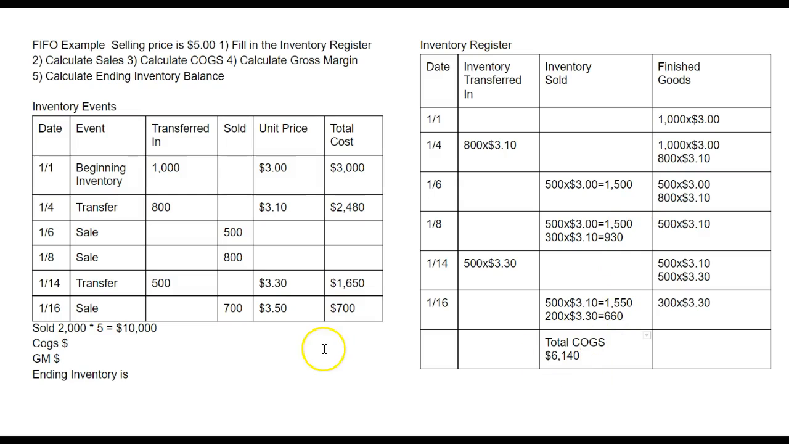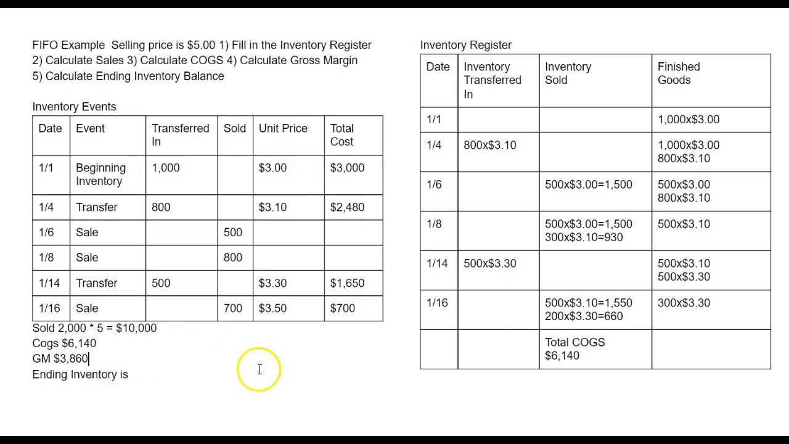So if I add them up, my total cost of goods sold is $6,140. And so what I'm going to do to get my margin, I'm going to take on my calculator the 10,000. I'm going to deduct the cost of goods sold, and I get $3,860 as my gross margin.